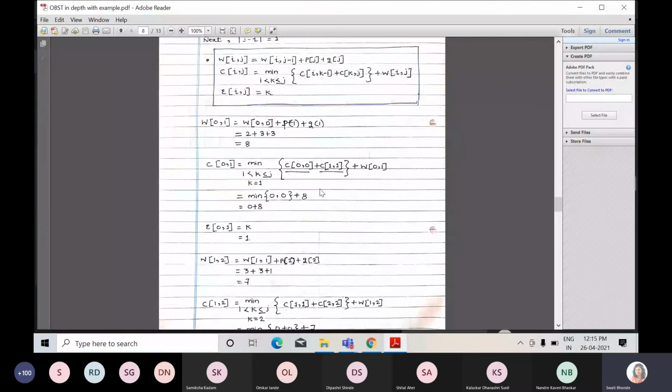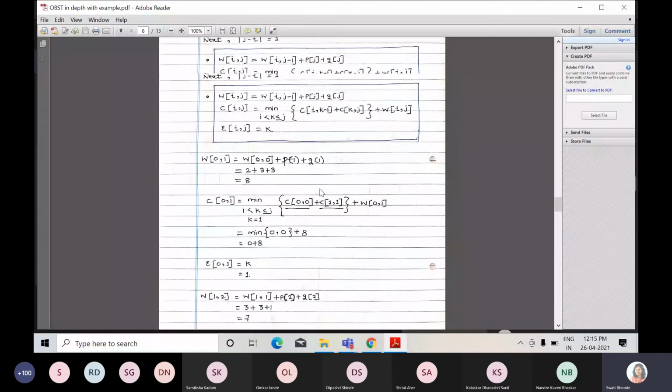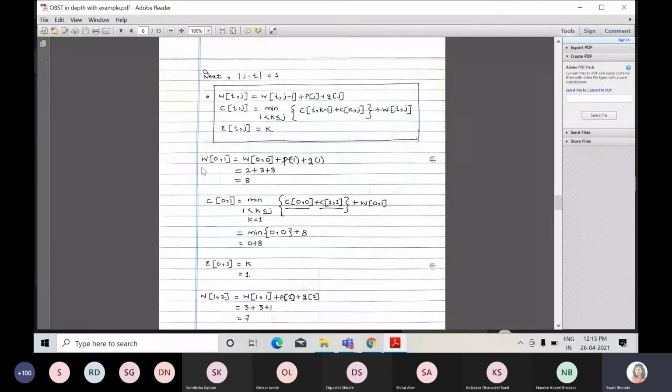Okay, so w of 0 1. So what is i? It is 0. What is j? It is 1. Okay, so how to calculate w of ij? W of i comma j minus 1 plus p of j plus q of j. So i comma j minus 1, what will it give you? W of 0 0 plus p of j. The j value is 1 here, so you need to add p of 1 plus q of 1.